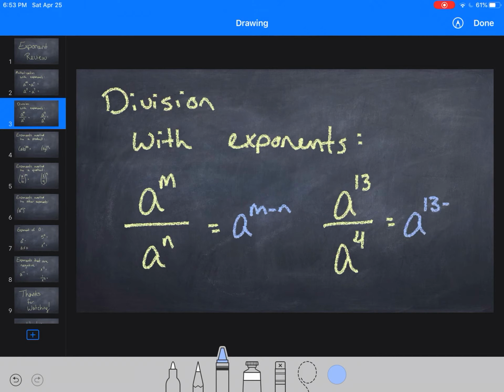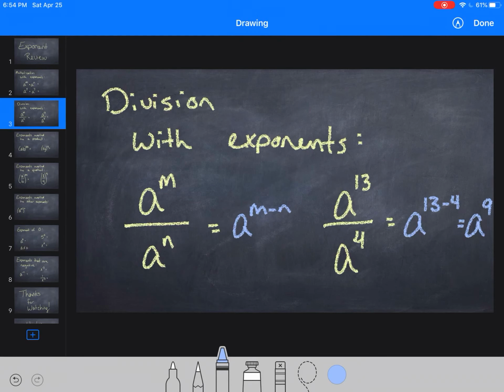When looking at my next one, I would have a to the 13th divided by a to the 4th. I would get a to the top exponent, which is 13, minus my bottom exponent, which is 4. Well, if I were to simplify that, I would end up with a to the 9th, because 13 minus 4 gives me 9.